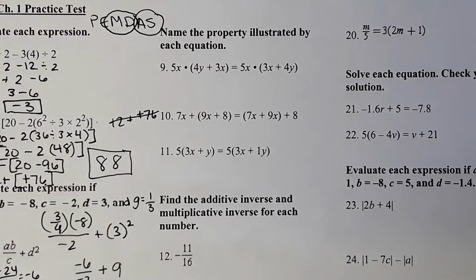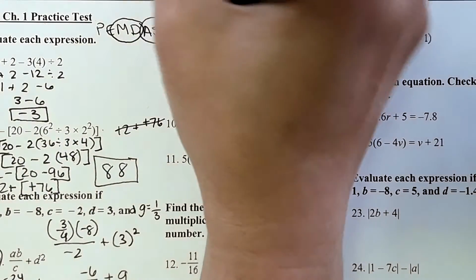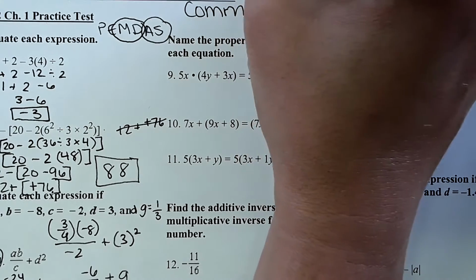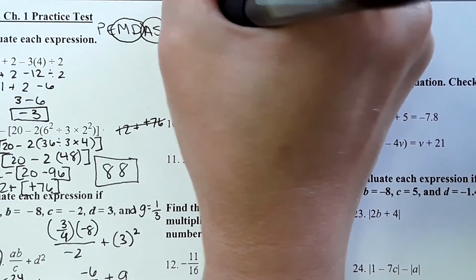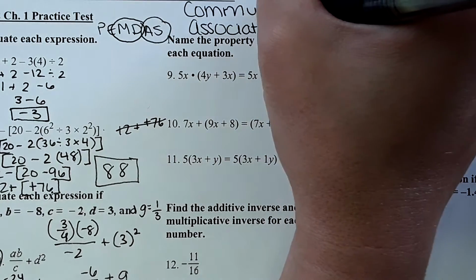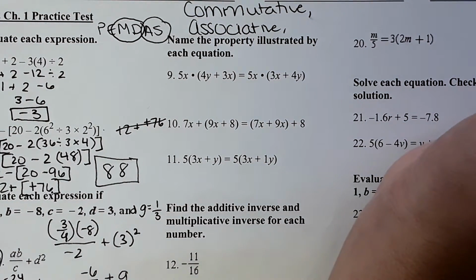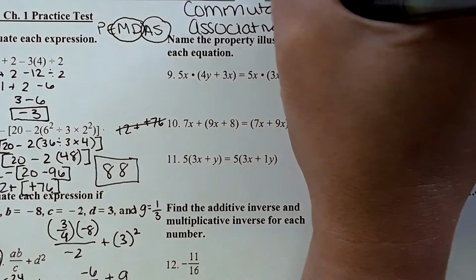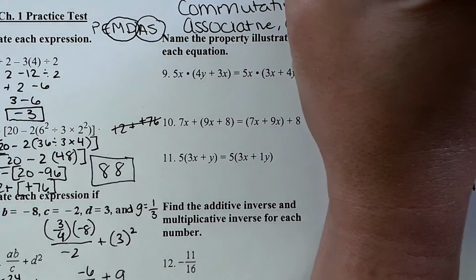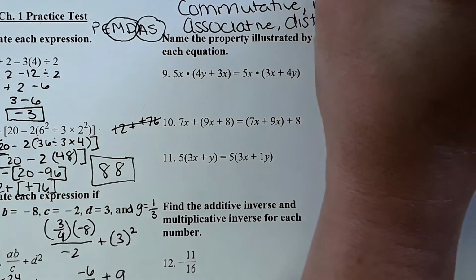Okay, name the property illustrated by each equation. So remember the properties that we were working with was commutative, where they changed the order. There was associative. Will we have a word bank for this part, or is it just... It's multiple choice. Okay. Yeah. Distributive. And identity were the main ones.